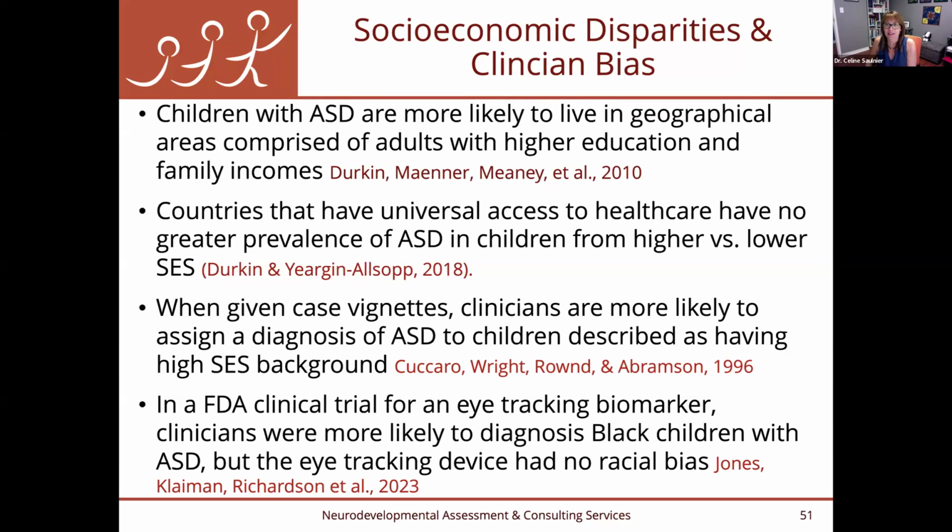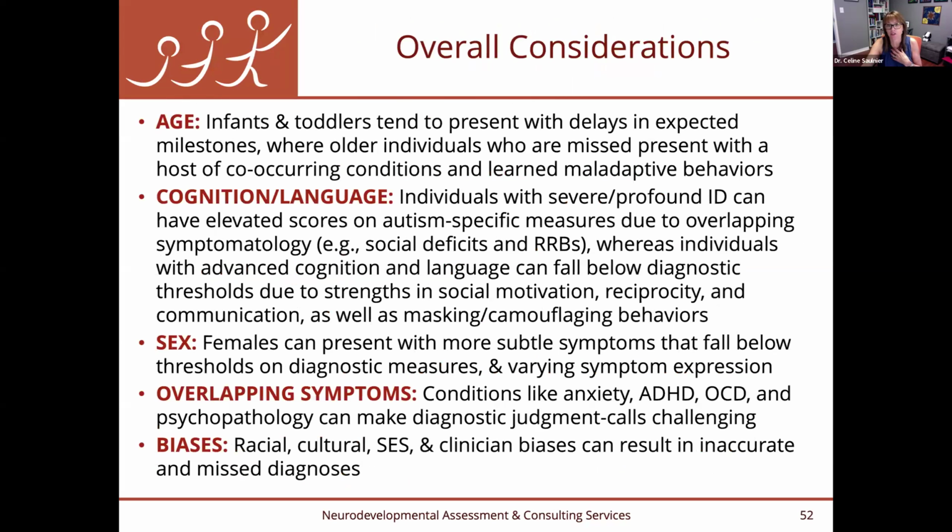The clinicians had a bias. They were more likely to diagnose Black children with autism, yet the FDA, the biomarker, the device was blind to race and ethnicity. So we as clinicians really have to pay attention to our own biases, whether or not we're even aware of them.